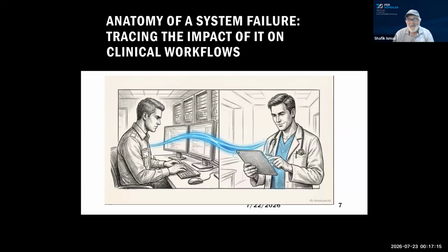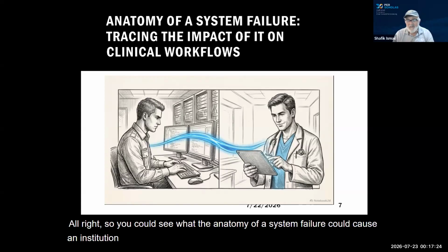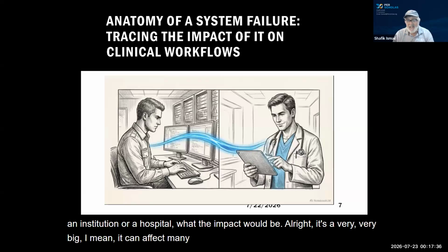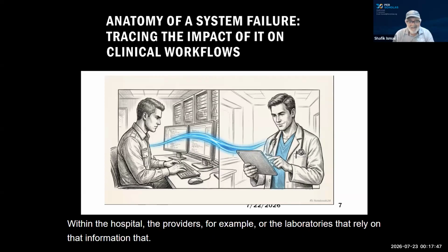All right, so you could see what the anatomy of a system failure could cause an institution or a hospital, what the impact would be. It's very, very big. It can affect many different players and stakeholders within the hospital: the providers, for example, or the laboratories that rely on that information, the payers, the regulators.